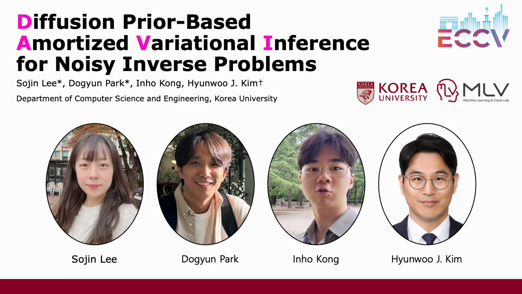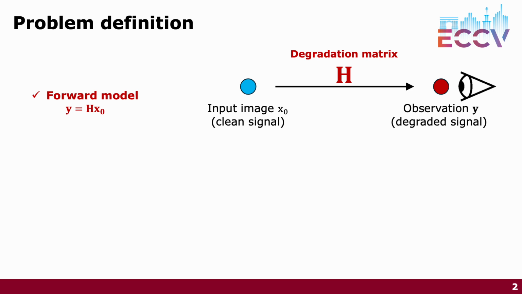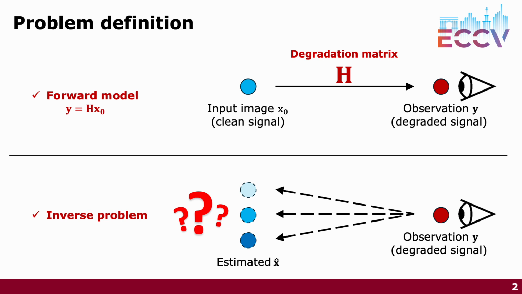The title of my paper is Diffusion Prior-Based Amortized Variational Inference for Noisy Inverse Problems. In an inverse problem, we start with the forward model y equals Hx0, where a clean signal becomes degraded. Restoring the original signal is challenging because there are multiple possible solutions, known as a many-to-one mapping problem.